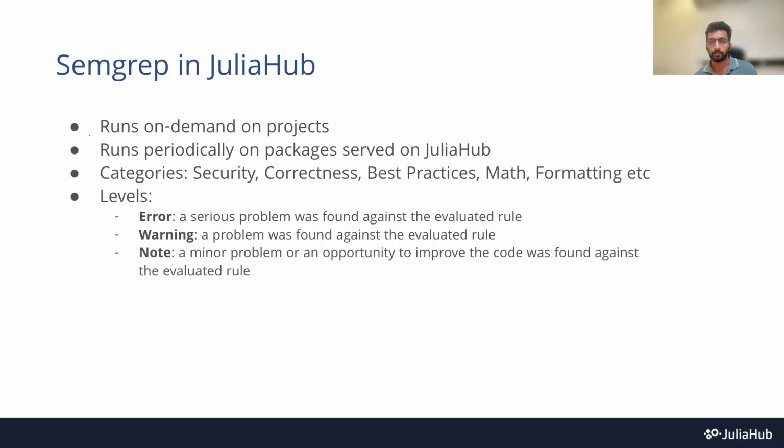In order to help our developers prioritize how to address these issues, Semgrep provides three different levels. Error, which pertains to serious issues; warning, which are not so serious issues; and the third category is note, which typically are minor problems or, in most cases, suggestions to improve the code quality.